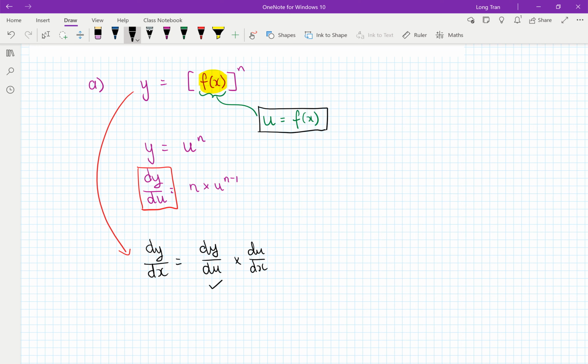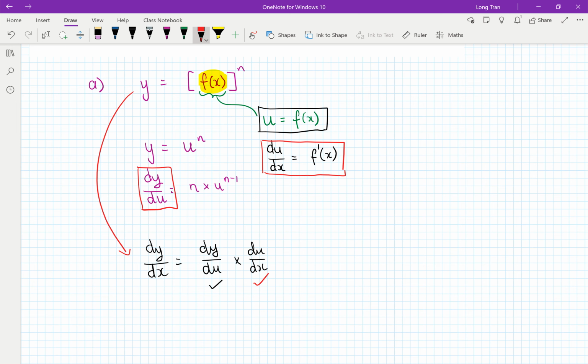So here we go. du/dx will then have to be the derivative of f of x, which I don't know what it is. It doesn't matter what function it is. It's going to be f dash of x, because that's the notation for the derivative of f of x. Whatever f of x is, f dash of x is the derivative. So that gives me the second part that I needed. I needed dy/du, and I needed du/dx, which I now have.